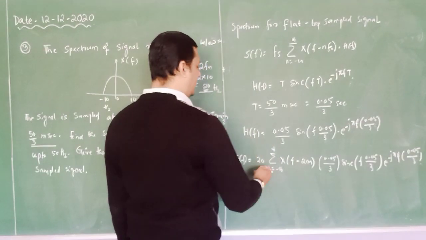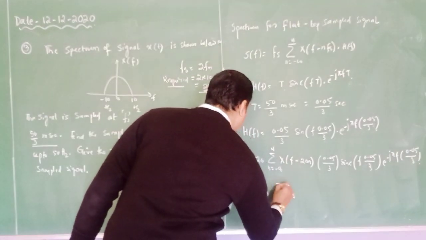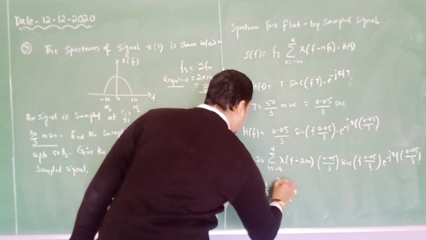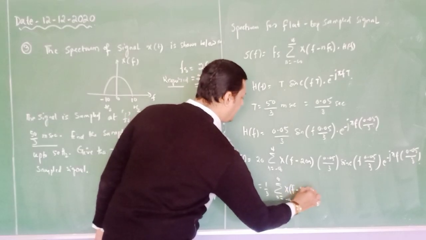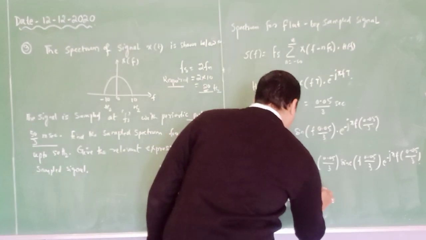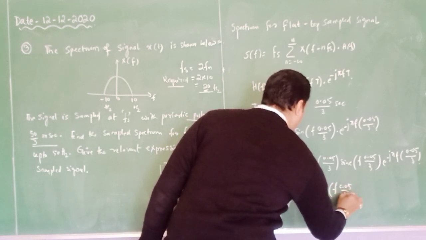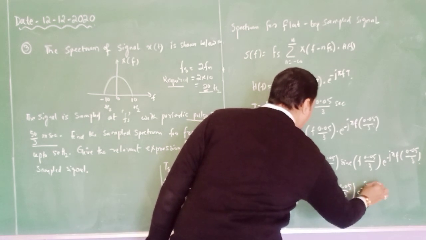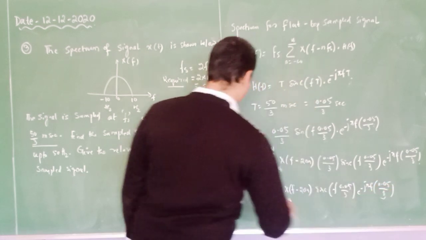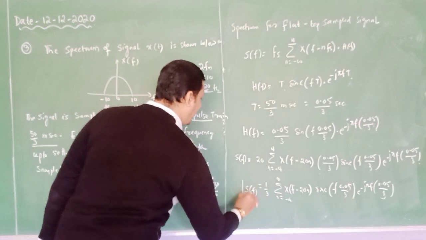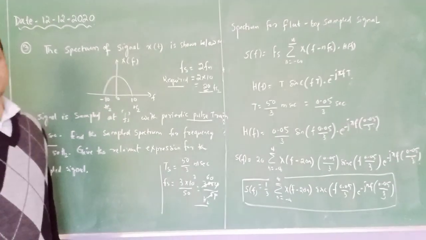Now if you solve this, take this 0.05 by 3 into this. How much will you get? It will be around 1 by 3 summation n equals minus infinity to infinity X of f minus 20n and sinc of f 0.05 divided by 3, e to the power minus j pi f 0.05 divided by 3. Okay, so this is my flat top sampled signal. Only we need to substitute the value.